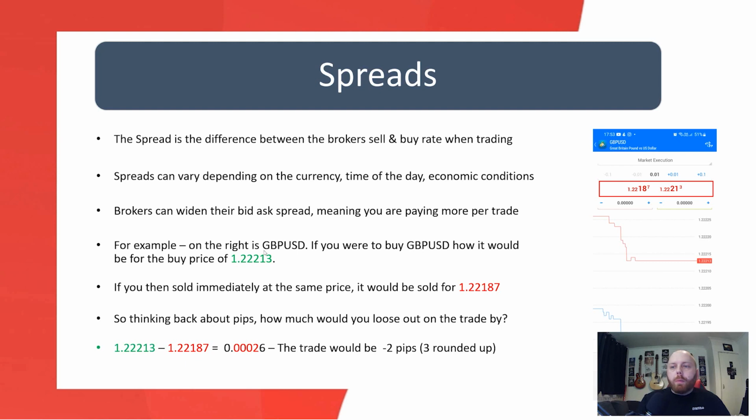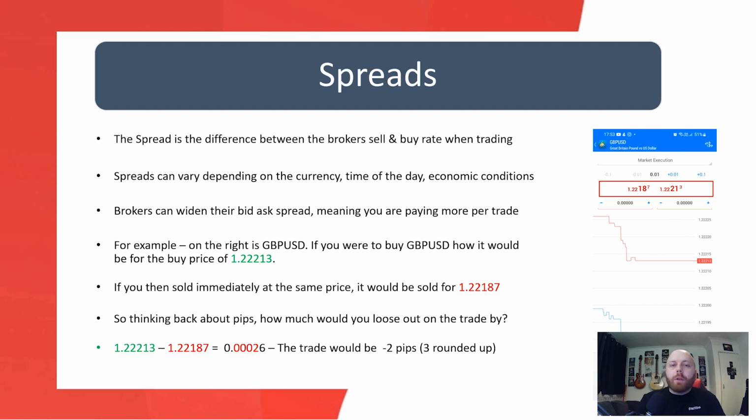So you take the larger value, 1.22213, minus the lower, 1.22187, and you're going to be losing out on 2 pips, or if you want to round it up, 3 pips. So this trade would end in a negative 2 pips immediately without the price actually changing.